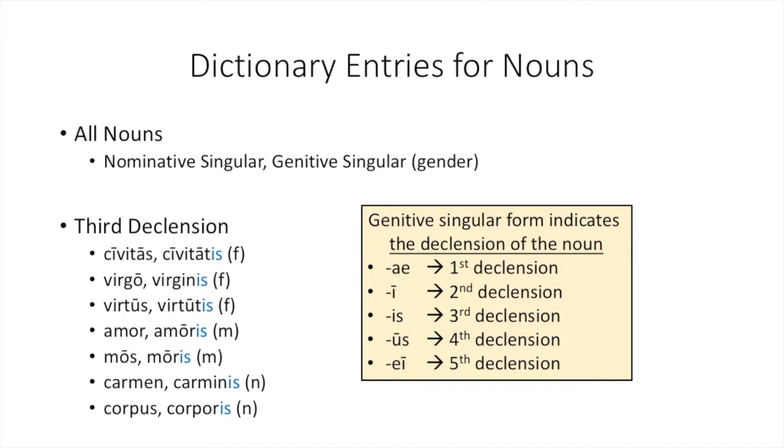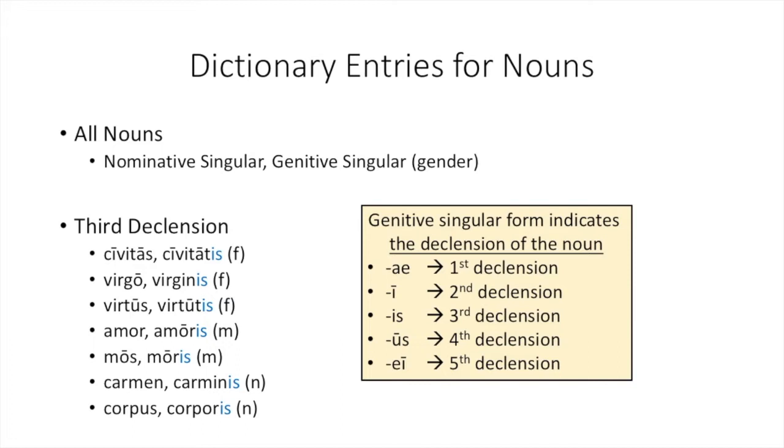So this is why you really need to look at your genitive singular form to know what the declension of a noun is. And sometimes the nominative singular form will give you a hint about the gender of a third declension noun. So the TAS in civitas or the TUS in virtus indicate that the noun's going to be feminine. These are usually abstract nouns. The OR in amor, amoris is usually for masculine nouns, and the EN or US in carmen or corpus tends to be a neuter nominative singular third declension ending.